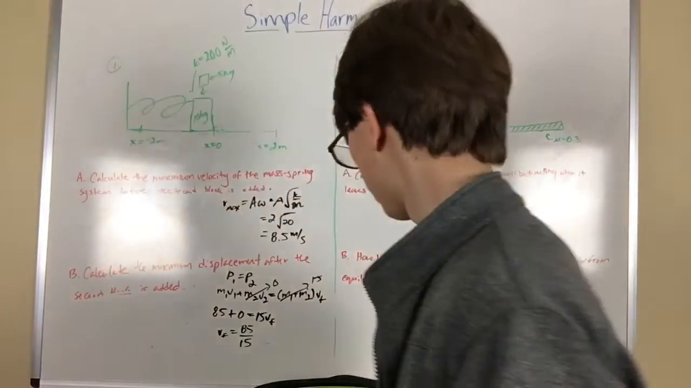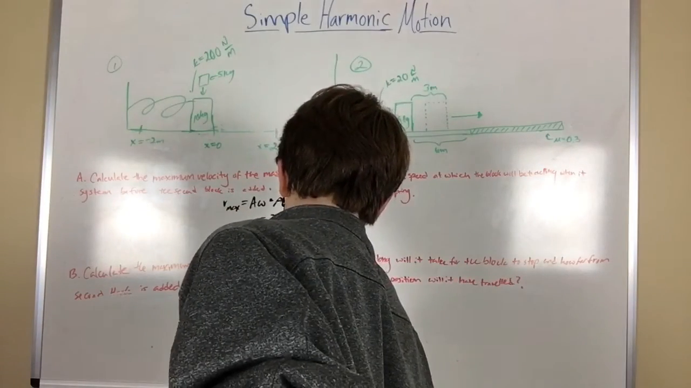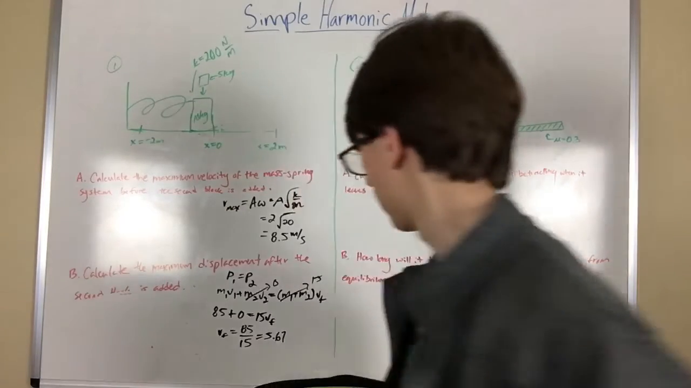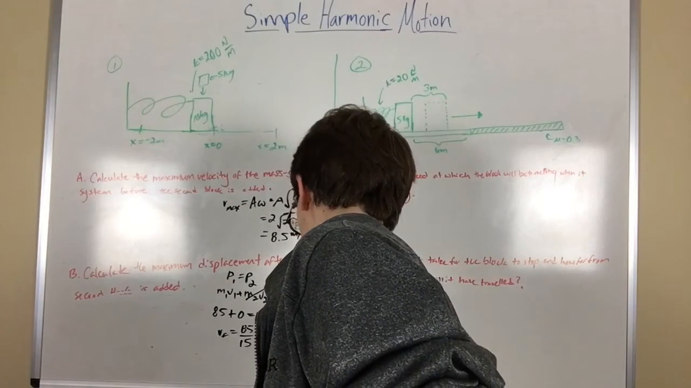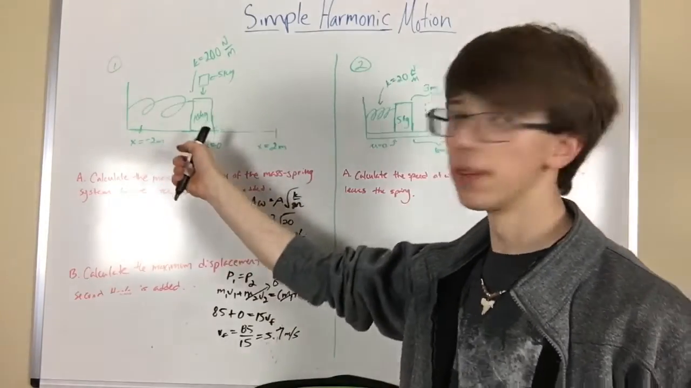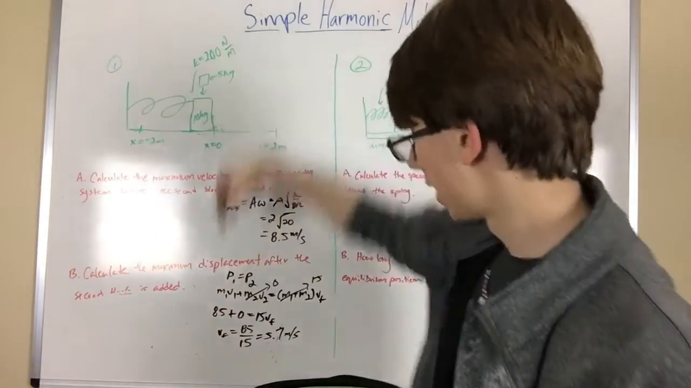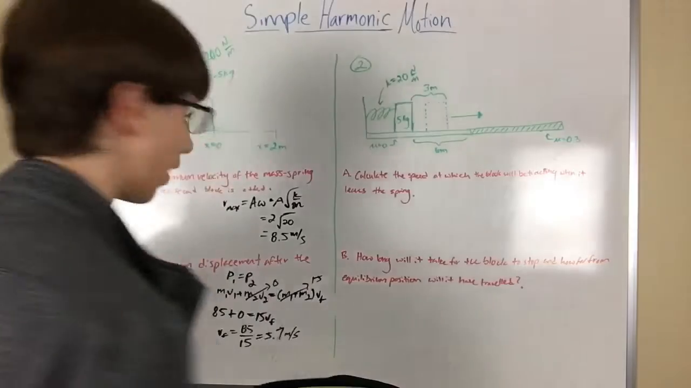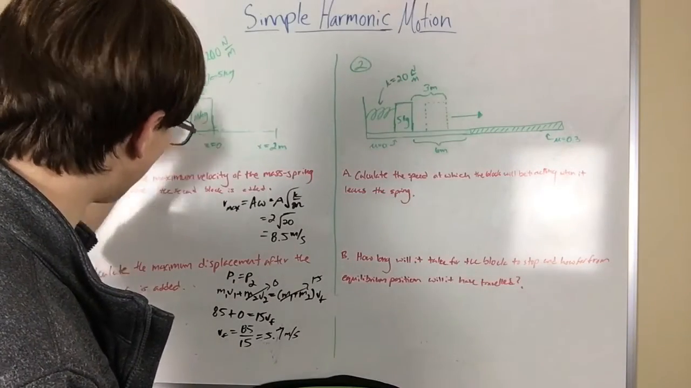Okay? Which is a little more than 5, around 5.67. We'll just say 5.7 meters per second. So this is the new maximum velocity. Why? Because this is the velocity at this point, the equilibrium position, right? The velocity has gone down, and therefore, what we're going to try and figure out is what the new displacement is.